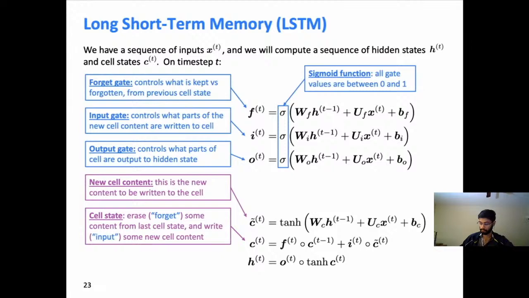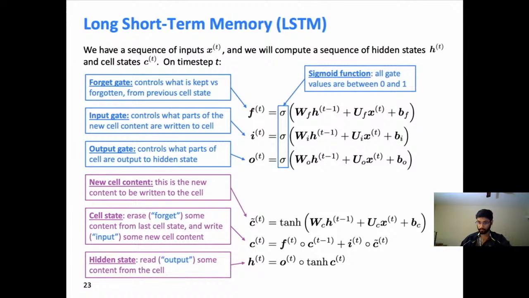Okay, and then the other half of this equation, times c tilde t, that's the input gate controlling which parts of the new cell content are going to get written to the cell. And then the last thing we do is we pass the cell through a tanh, that's just adding another nonlinearity, and then you pass that through the output gate, and that gives you the hidden state.